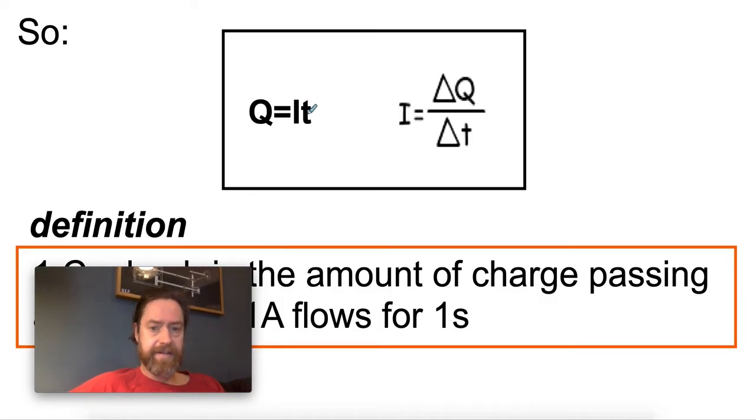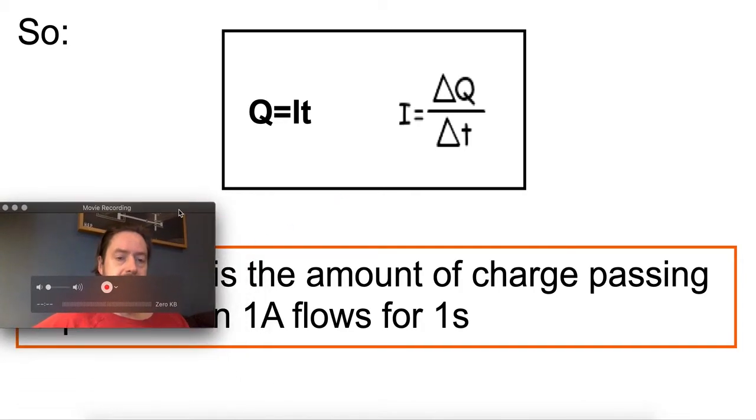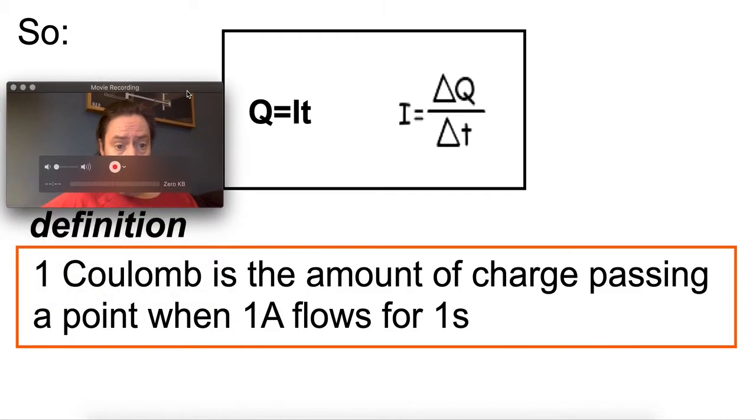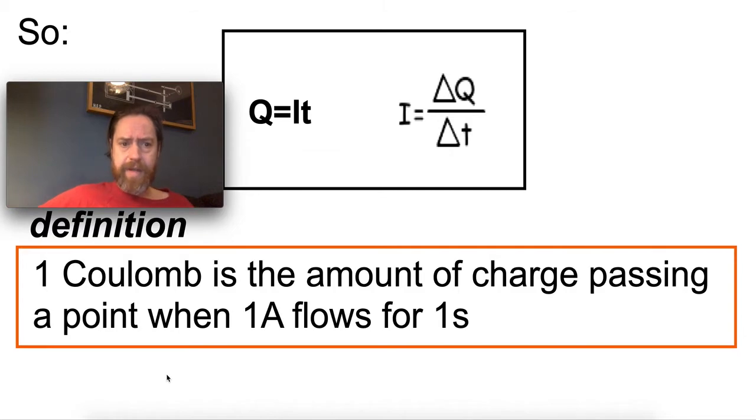Charge is current times time, or rearranging that, current is the amount of charge divided by the change in time, or the amount of time that's passed. Now, you want to take that down, but you also want to take down this definition, which is in some ways surprising.